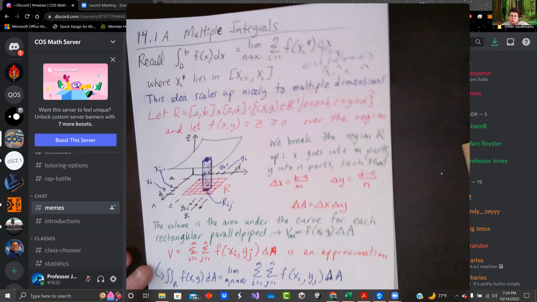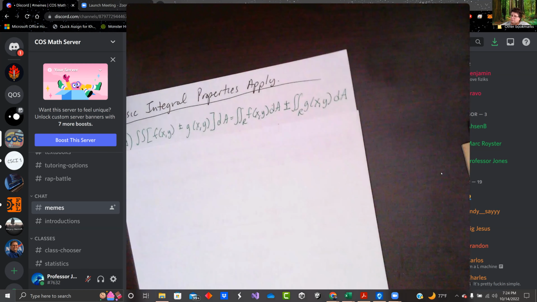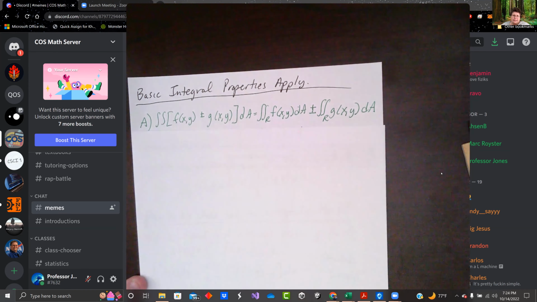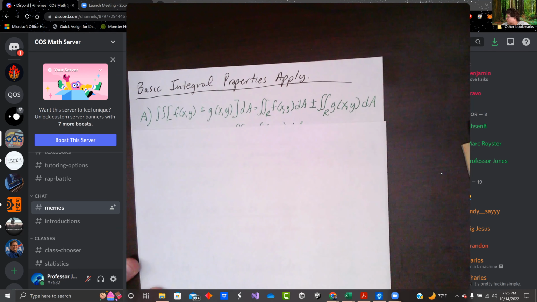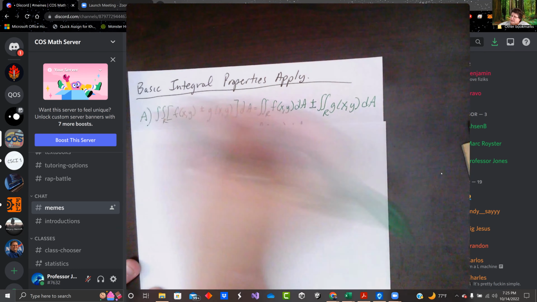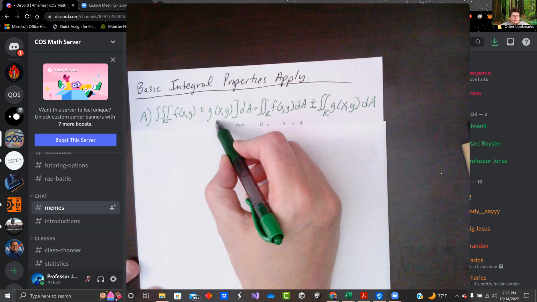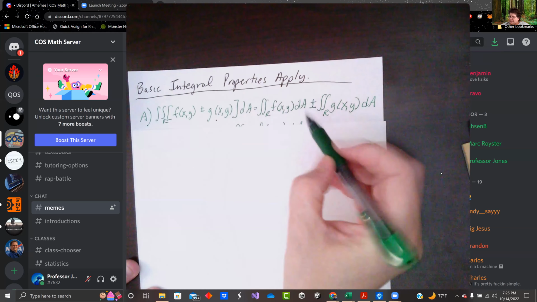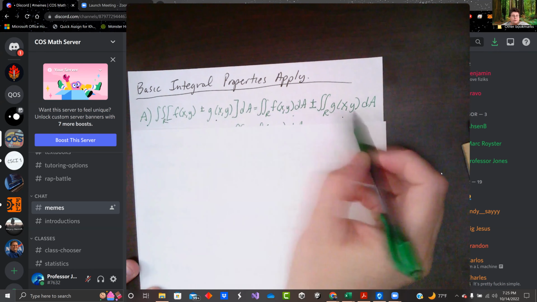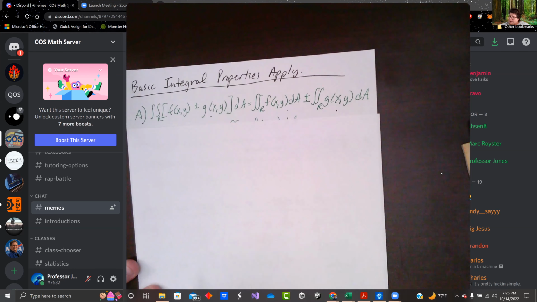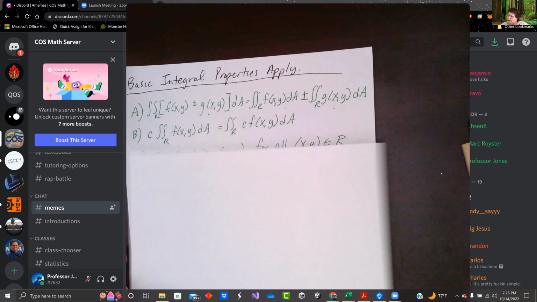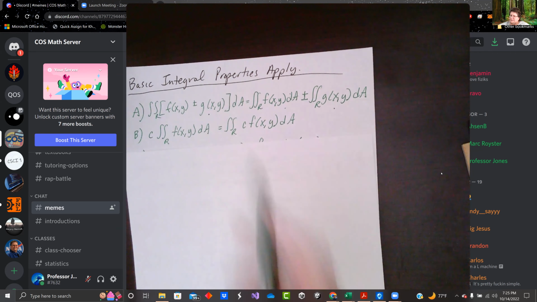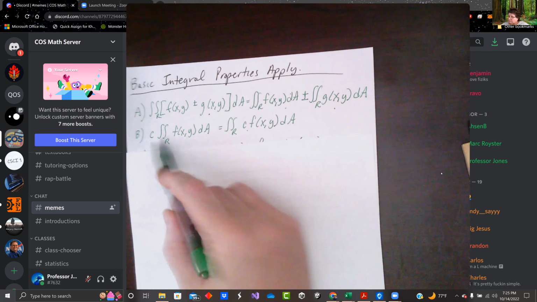Let's take a look at how the integrals work. So basic integral properties apply. If I have the sum of two functions being integrated over a region R, I can break it up as the integral of two functions, or the double integral of two functions. When we have two integrals, it's called the double integral. When we have three, it's the triple integral. We also have, when there is a constant times the function, we can pull the constant out. That's good.